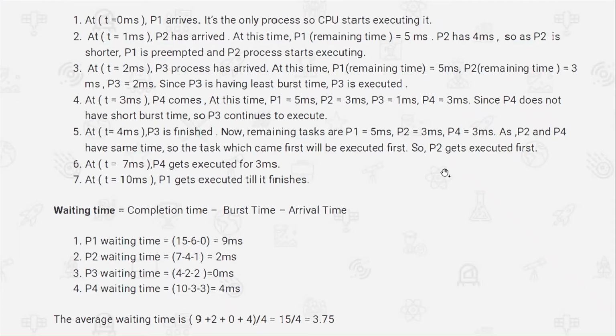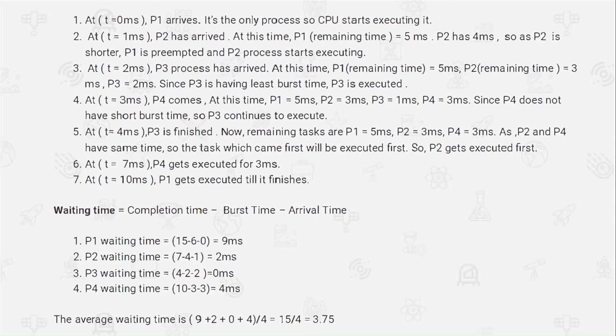Now, at time 4, P3 is finished. Now, remaining tasks are P1, P2, and P4. P3 is completed. So now we need to check the burst times of these three processes. We have 5, 3, and 3. So we don't consider 5. P2 and P4 have the same burst times. So in this case, which one will you choose?